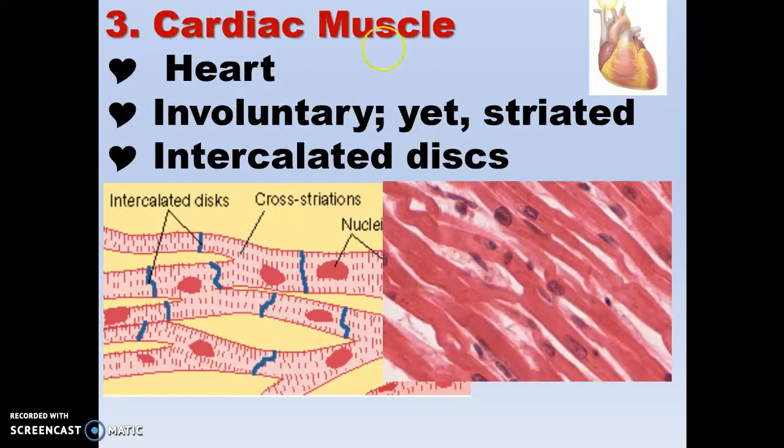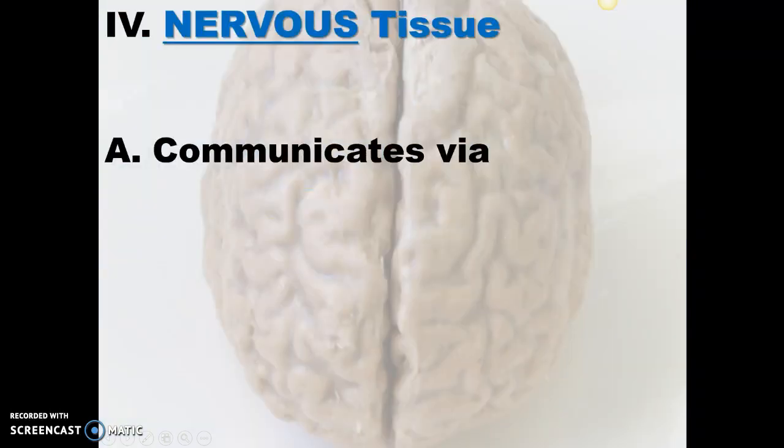Intercalated discs. Intercalated. These blue things they've drawn on here, those are discs, and intercalated means like shuffled. They kind of appear there and over there and over here. They're just kind of sporadically inserted in there. So they're kind of hard to see on this diagram. You'll see this diagram in the test, but no, it's involuntary but striated.